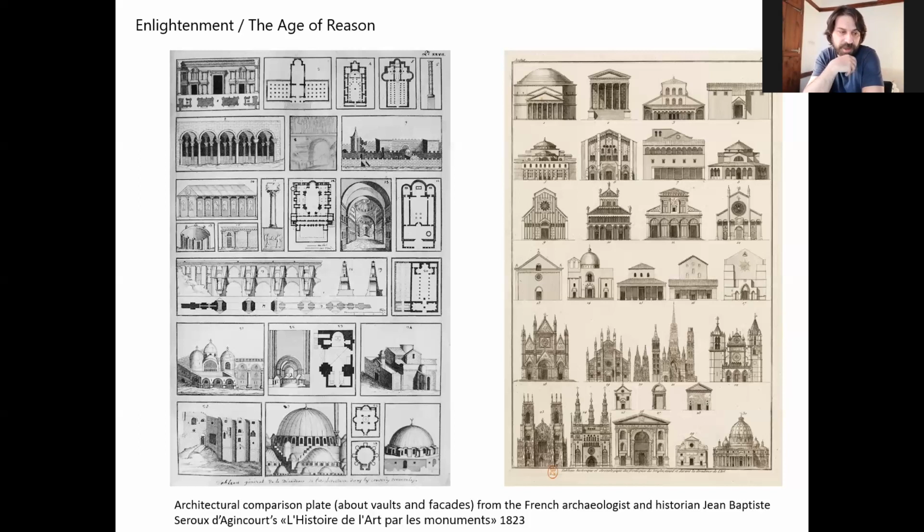Here we see two pages from a publication from 1823. It's a great example, titled History of Art through Monuments. Here, the French style, you see in each page concentrates to a specific architectural component and illustrates technical drawings of different buildings from different cultures side by side. For example, on the left, you see vaulting on the focus vaultings.